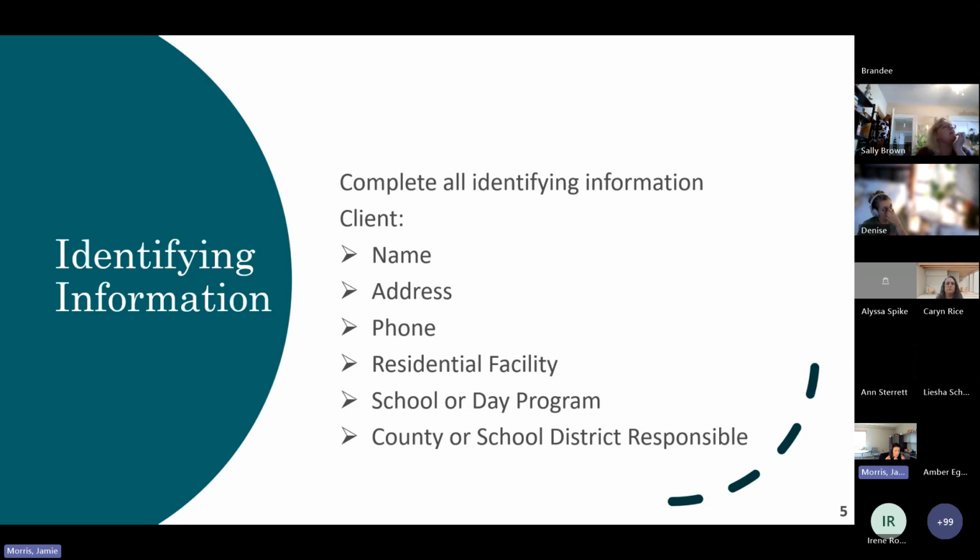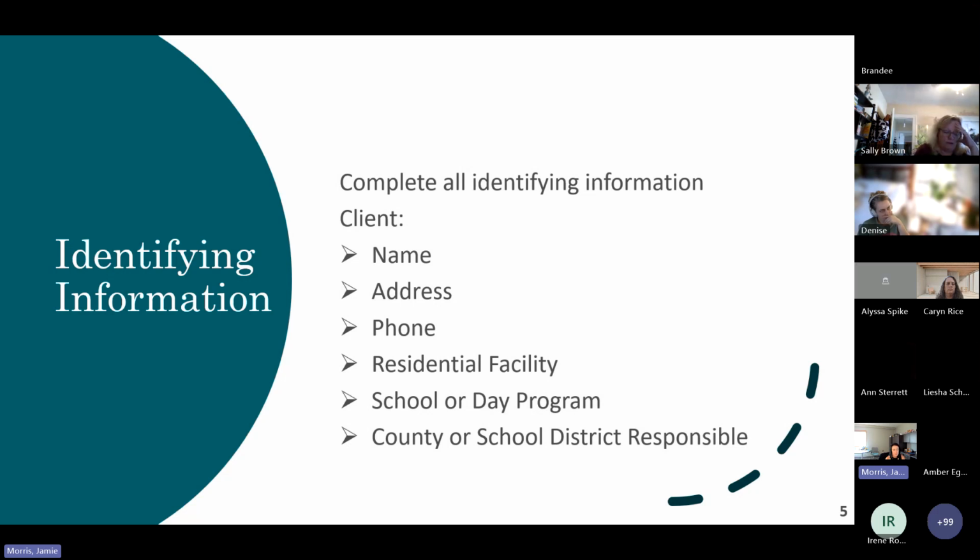I know that there are also some DD staff on this call that do the intake part of it. So that's a little different from what the case managers and family support coordinators are going to do. But what we want with all this information is for it to be as accurate as possible, and verified.